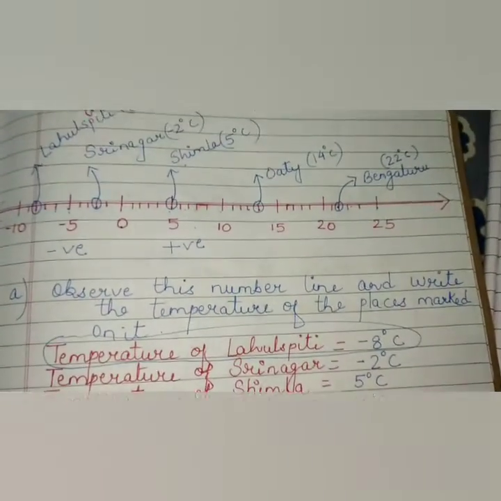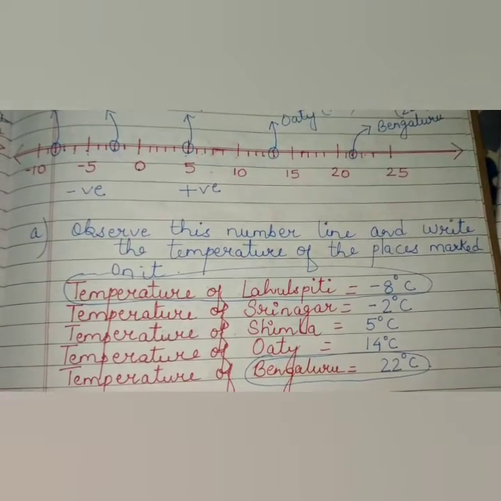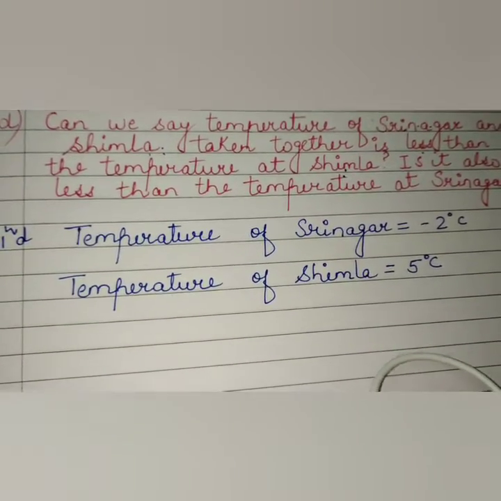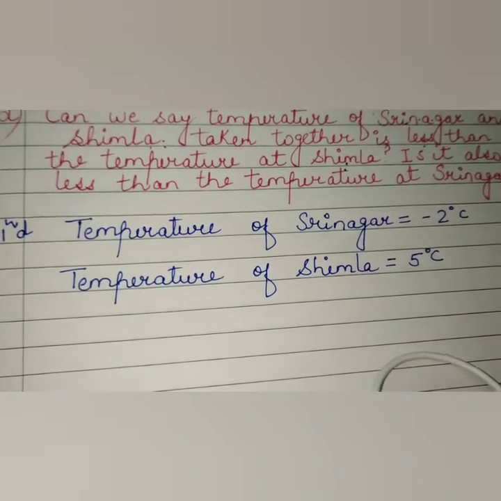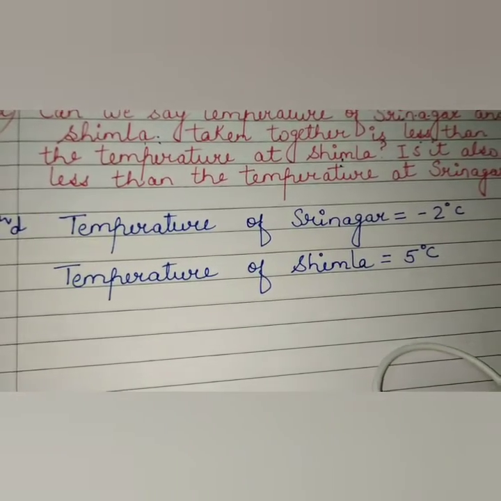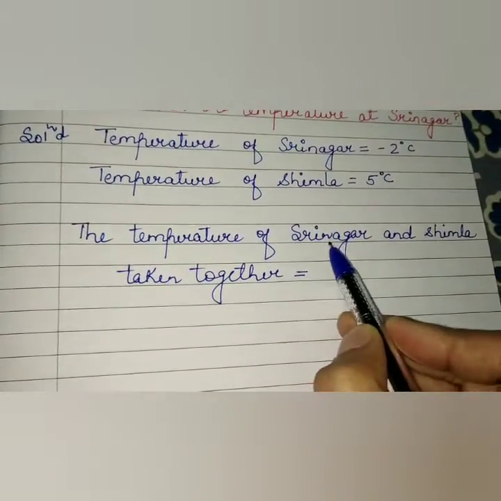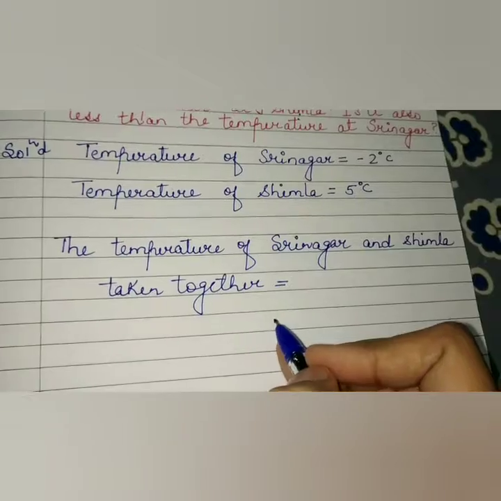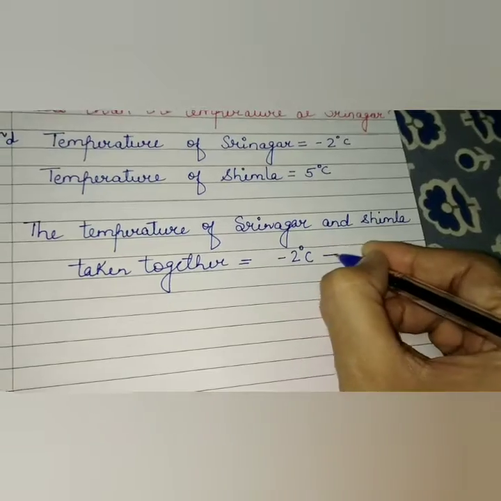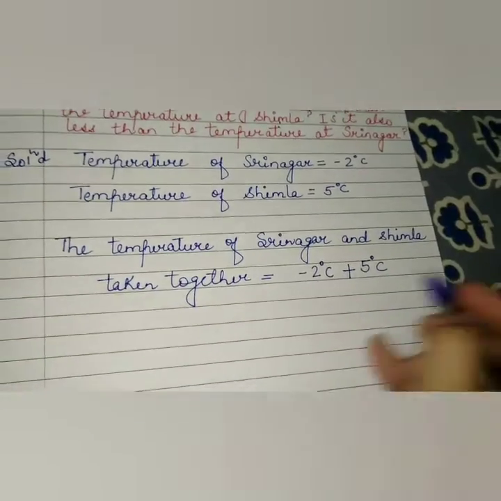Now see the number line. The temperature of Srinagar is -2 degrees Celsius and the temperature of Shimla is 5 degrees Celsius. As you can see, I have written the temperature of Srinagar is equal to -2 degrees Celsius, and the temperature of Shimla is equal to 5 degrees Celsius. Now what I have written, the temperature of Srinagar and Shimla taken together, we will add both the values. The temperature of Srinagar is -2 degrees Celsius plus the temperature of Shimla is 5 degrees Celsius. So we will add these values.